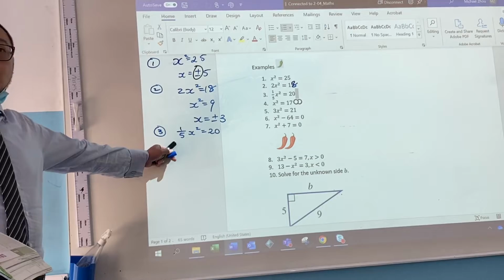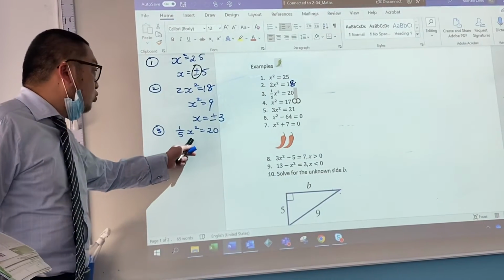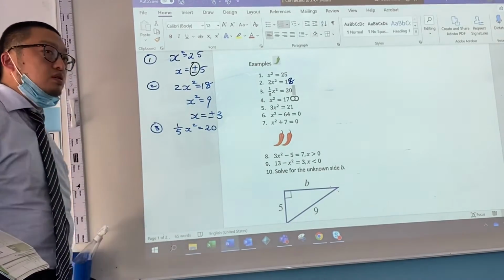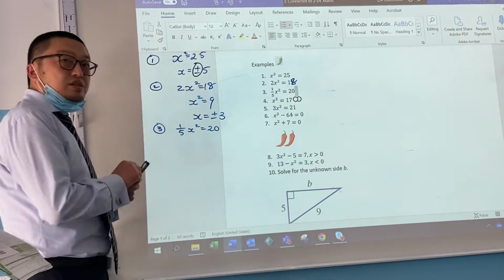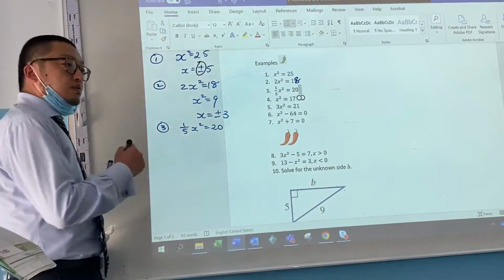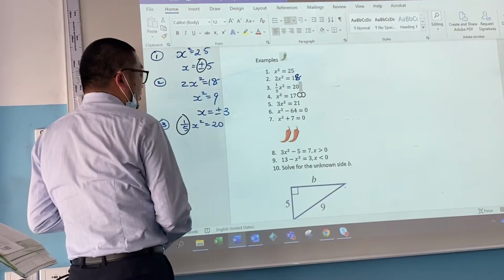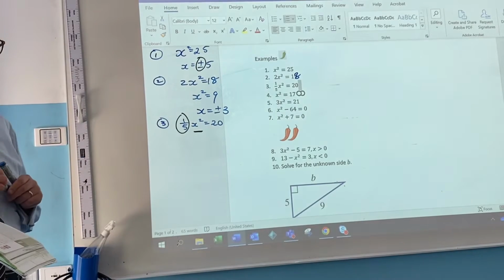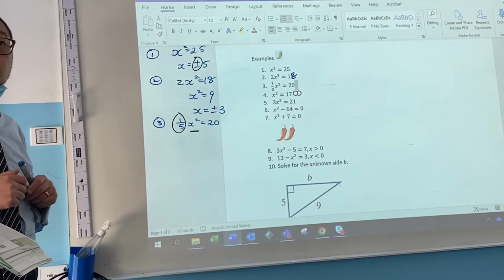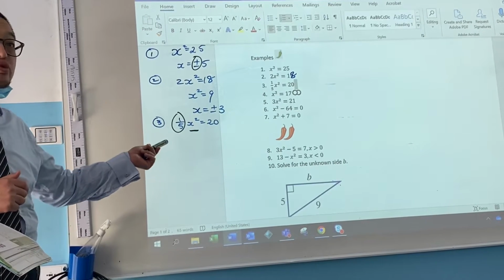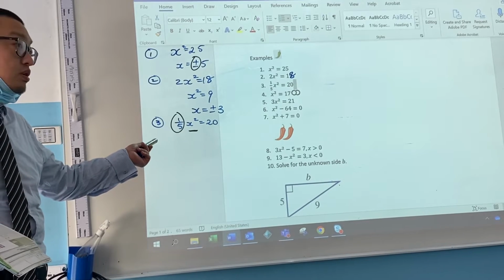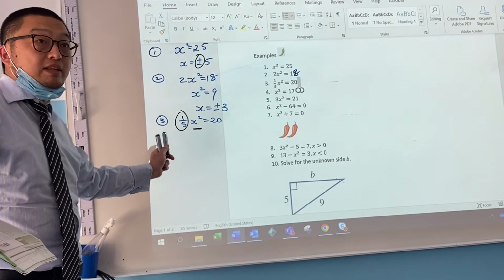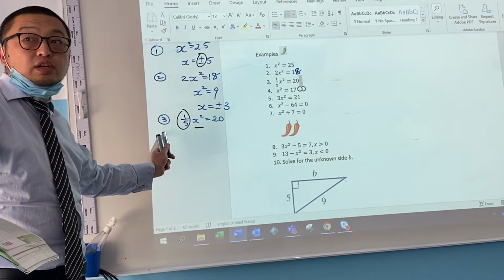Now, 1 over 5, the fraction, times what gives me 20? Can you do this in your head? 1 over 5 times what will give me 20? 100. 100, very good. Because 1 over 5 times 100 is 20, right? How did I get the 100? 20 divided by that. Is it okay?